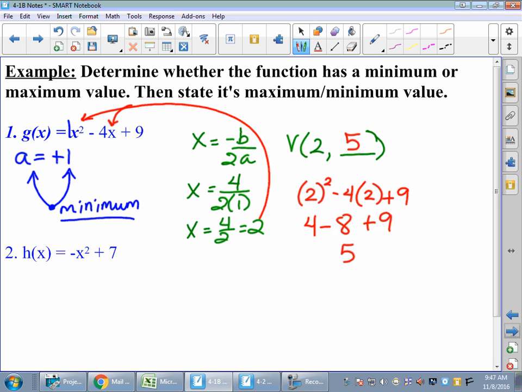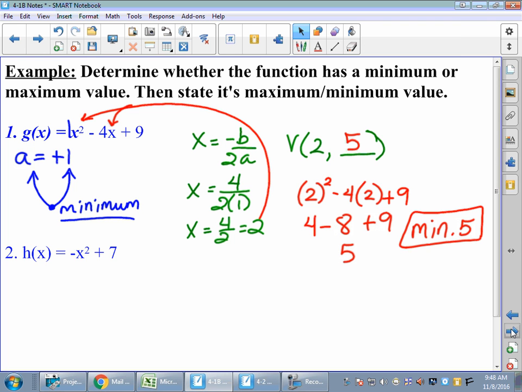They didn't ask for the vertex. They want you to interpret the vertex, that that's the lowest point. The 2 shifts us to the left or to the right. The lowest point, the minimum value, is 5. So the answer to this is we have a min, and where is it? At 5. I have a minimum value of 5, which means all of my y values on that graph will be greater than 5. 5 is the smallest number on that graph.